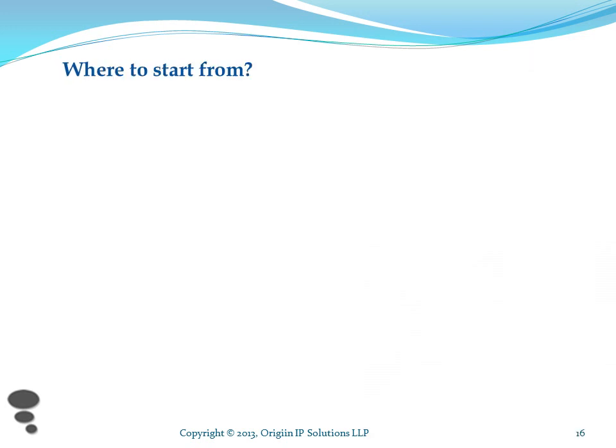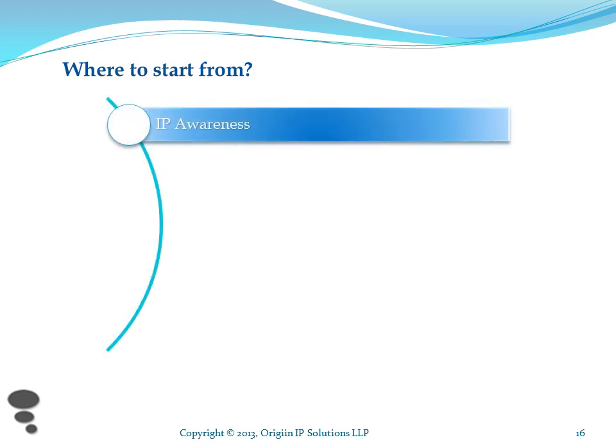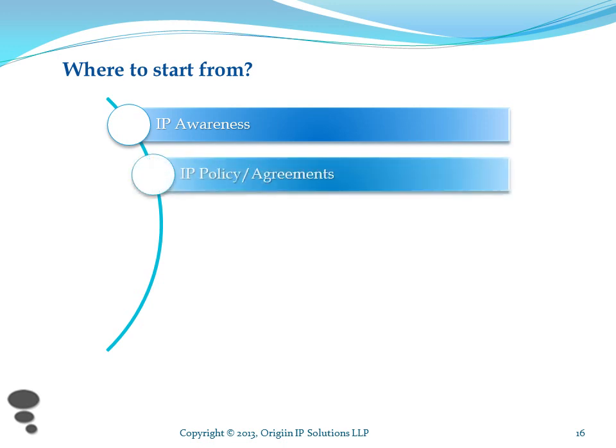Now the question is, where to start from? Well, to start with, you can always take small steps and implement the process to ensure that there is awareness of IP within the organization, which in fact is the first step. Having a good IP policy is a must to address IP related issues. However, enforceable agreements with employees, freelancers or contractors are essential to protect confidential information or trade secrets of the organization.